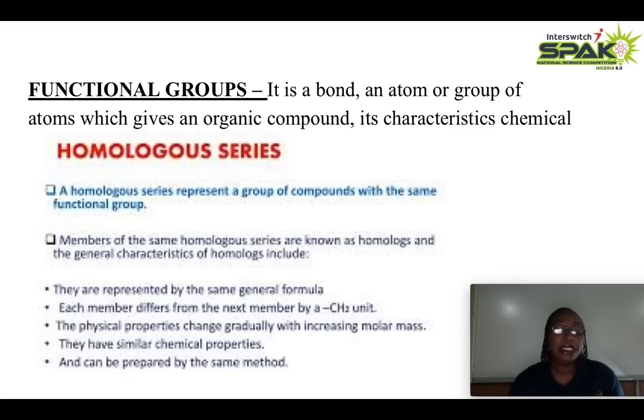The physical properties change based on increasing molar mass, because as they go down the group, they are getting bigger, and a lot of physical properties change as you go down a particular series. They have similar chemical properties, not the same but similar, and they are prepared the same way. These are the characteristics of a homologous series.